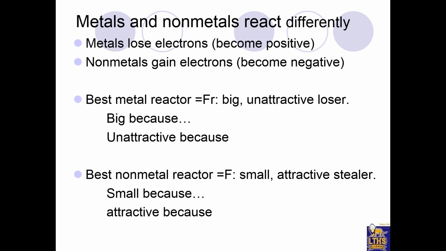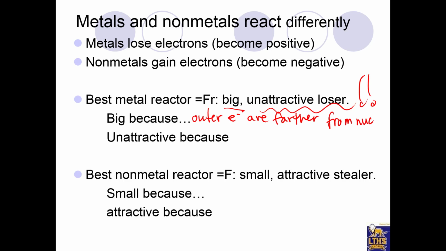Okay, so metals and nonmetals react differently. We know that metals are losers to become positive ions, and nonmetals gain electrons to become negative ions. So, how are metals going to react differently? Well, big metals are going to be the most reactive because they're big, and so their outer electrons are going to be lost really quickly. So the best reactors for metals are big, unattractive losers. Big because the bigger an atom is, the farther the outer electrons are from the nucleus, so that means they're easier to lose.